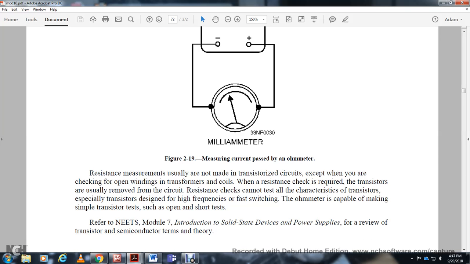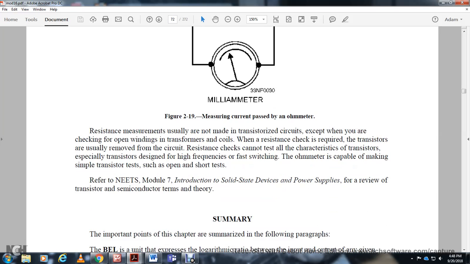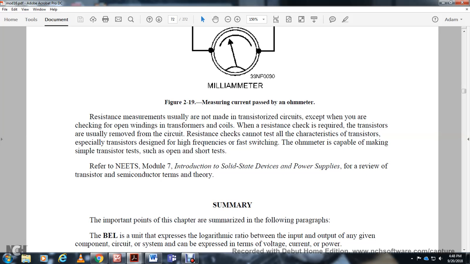The resistance check of a transistor usually requires removing it from the circuit. The resistance check cannot test all the characteristics of a transistor, especially transistors designed for high frequency and fast switching. The ammeter is capable of making a simple transistor test, such as the open and short test. Refer to NEETS Module 7, Introduction to Solid-State Devices and Power Supplies, for a review of transistor semiconductor test terms and theories. Chapter 2 summary.